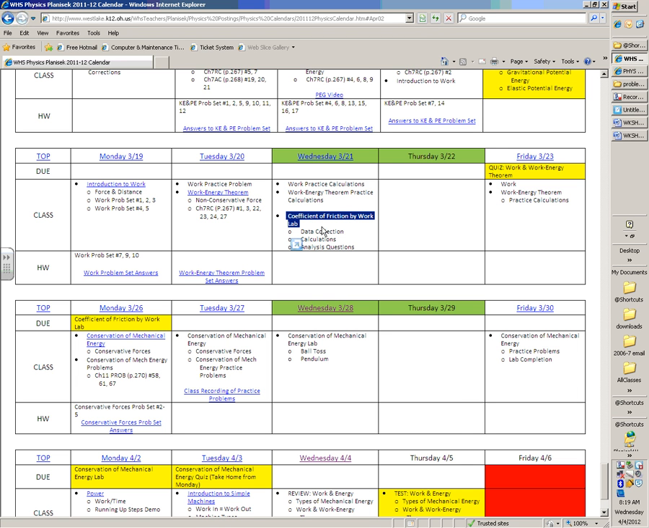Along with that, we did our first lab. That was when we went down to the PAC, rolled the marble down the ramp, and calculated the force of friction by looking at the difference between the kinetic energy at the beginning of the carpet and the end of the carpet. We also did a couple of example problems in class that were very similar to that.